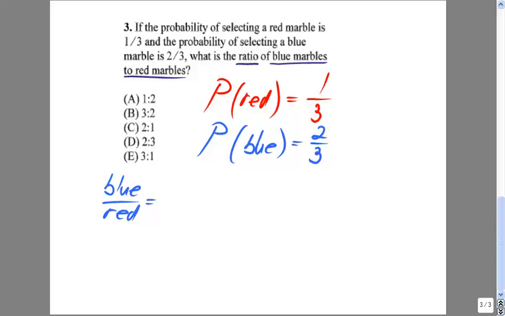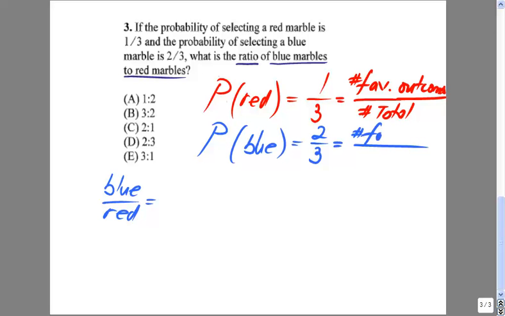One way will be to basically just divide your probabilities. Probability of getting a blue by the probability of getting a red, right? Because each one of these probabilities is given by what? The number of favorable outcomes, right? Divided by the number of total outcomes. Same story with your blue ones, right? Number of favorable outcomes divided by the number of total.